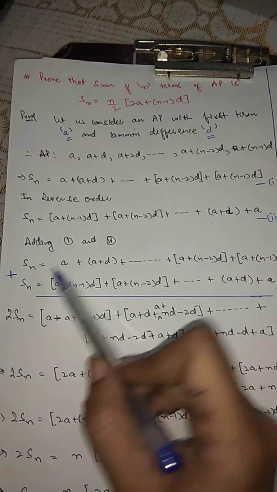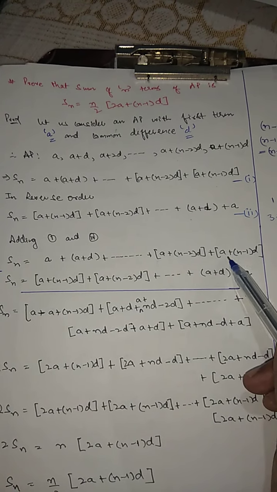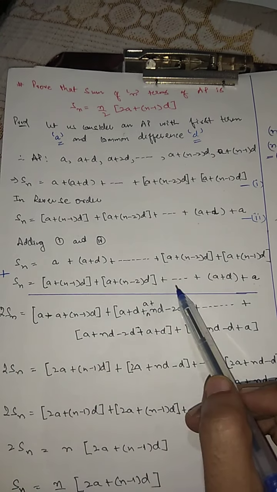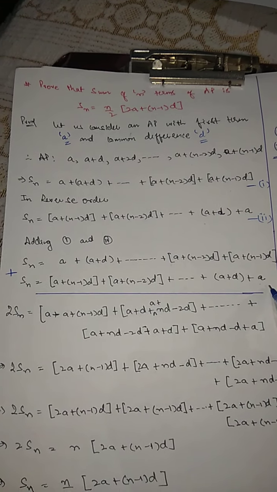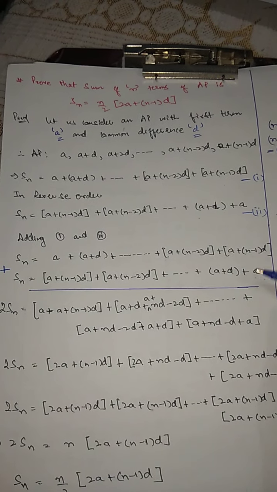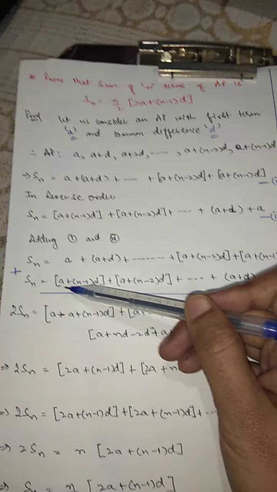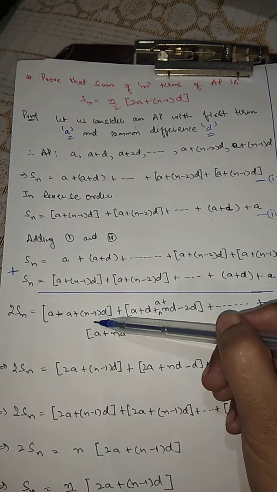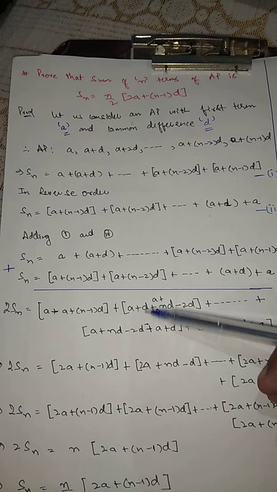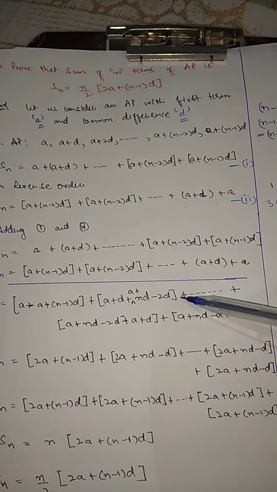While adding first and second, this is our first equation, Sn is equal to a plus d plus so on to plus a plus n minus 2 into d. This is our second equation, a plus n minus 1 into d, a plus n minus 2 into d plus so on to plus a plus d plus a. While adding, Sn plus Sn gives 2Sn, and we have to add the corresponding terms. First term plus first term, a plus n minus 1 into d. In the same way, second term plus second term, a plus d plus a plus nd minus d, that is 2a plus nd minus d, plus so on.